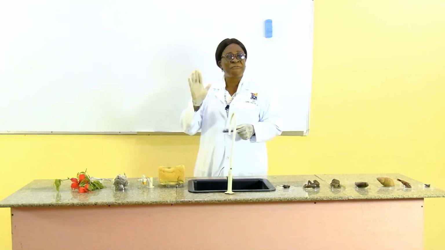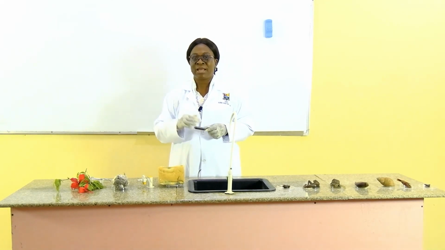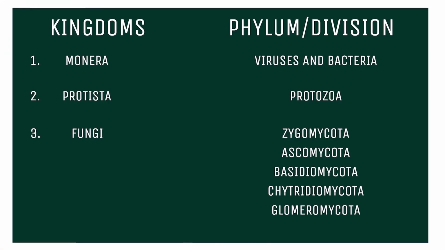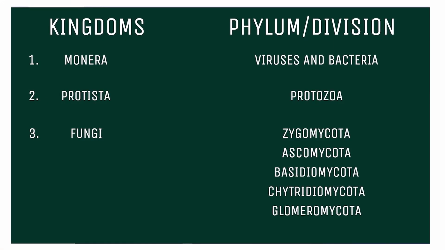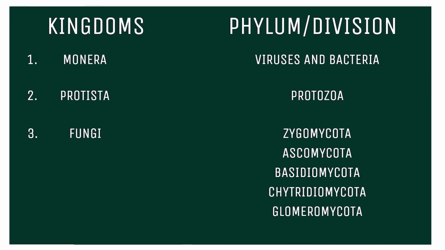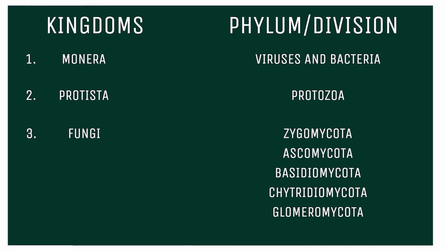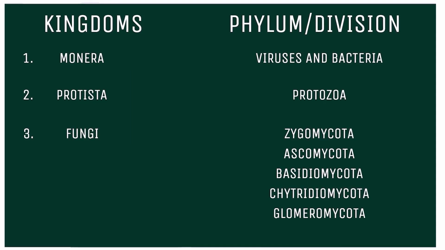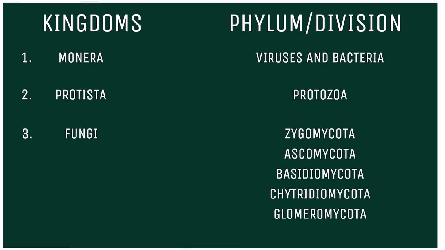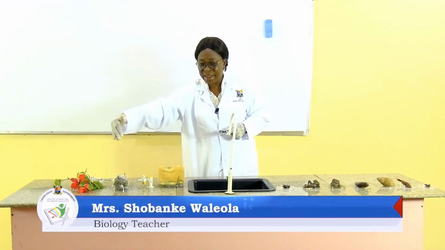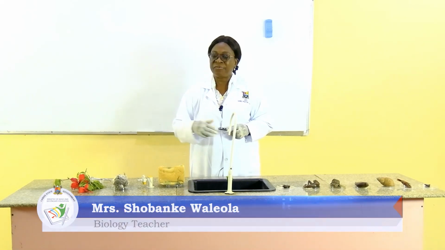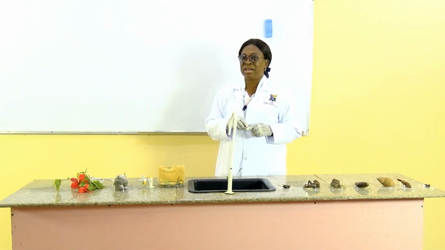Number 3, we have Kingdom Fungi. Under fungi, we have 5 major groups, and we are going to call them together. The first one is Zygomycota. Second one, Ascomycota. Third one, Basidiomycota. Fourth one, Chytridiomycota. And the last one, Glomeromycota. These are the 5 phyla under the Kingdom Fungi. Amongst all the array of specimens that are shown here, we are going to classify one member of that kingdom.